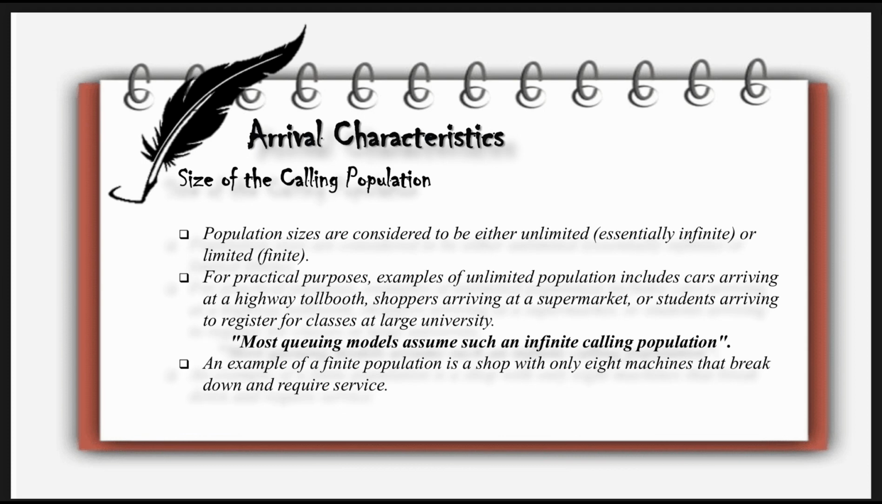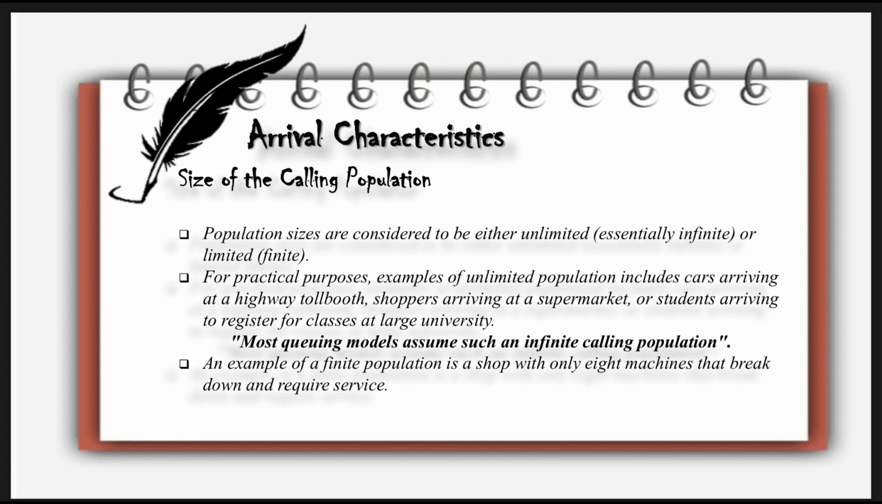So, for practical purposes, ano yung mga examples ng ating unlimited population? Yung examples of unlimited population include, of course, cars arriving at a highway toll booth. Next is shoppers arriving at a supermarket. Or students arriving to register for classes at a large university. Ayan yung ating unlimited or essentially infinite na population.